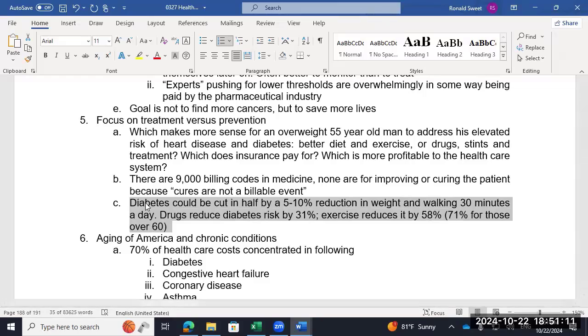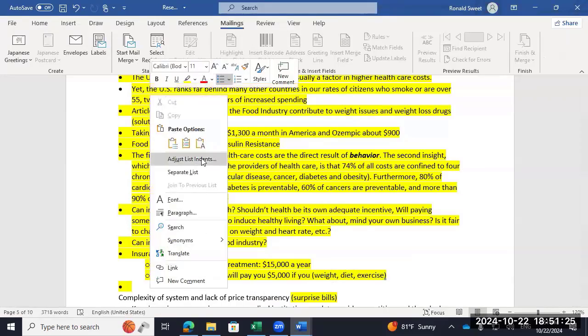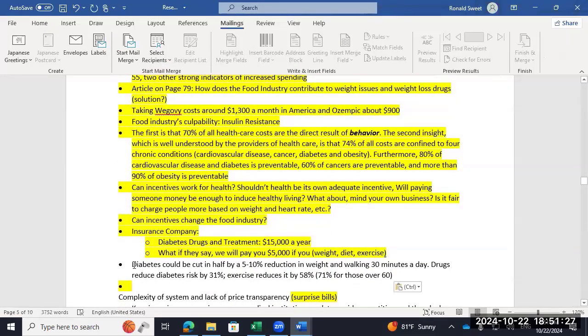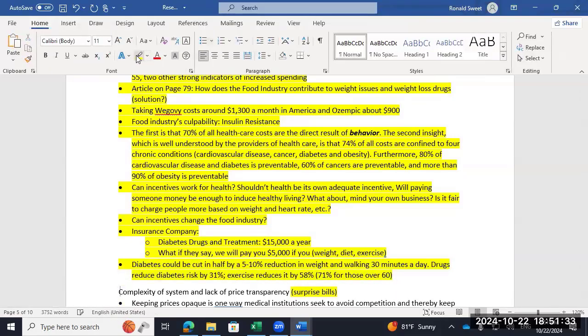That's not going to come from exercising, but walking 30 minutes a day reduces diabetes by 31% versus drugs, exercise reduces it by 58%, and 71% for those over 60. That's the American lifestyle. We're not telling people to get their diabetes under control by training for a marathon. That's not what we need.